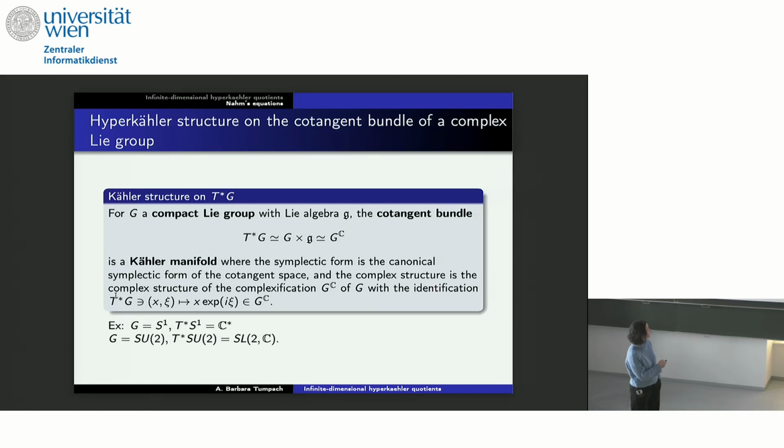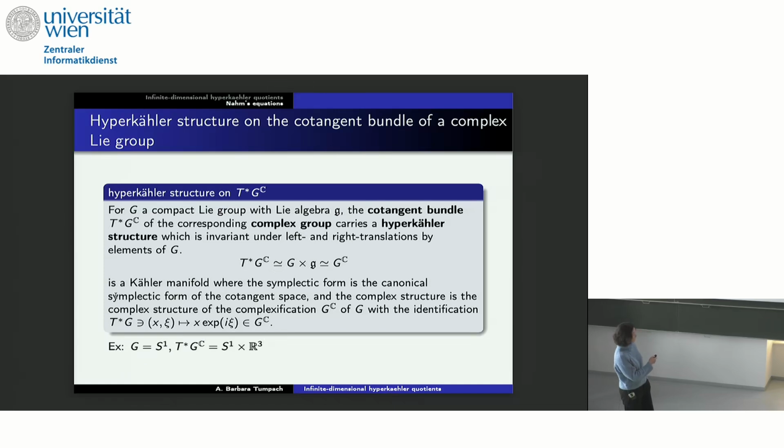What you get when you start with the circle S1 as group is that the cotangent bundle of S1 is C star, and if you start with SU2, then the cotangent bundle of SU2 is equal to SL2C. But more is true, and this is a result by Kronheimer, whose reference is in the list of references I gave at the beginning. It is called the hyperkaehler structure on the cotangent bundle of a complex Lie group. You start with a compact Lie group, and now you look at the cotangent bundle of the complexification of G, the cotangent bundle of GC. This cotangent bundle of a complex group carries a hyperkaehler structure, and this hyperkaehler structure is invariant with respect to left and right translation by elements of the compact group G.